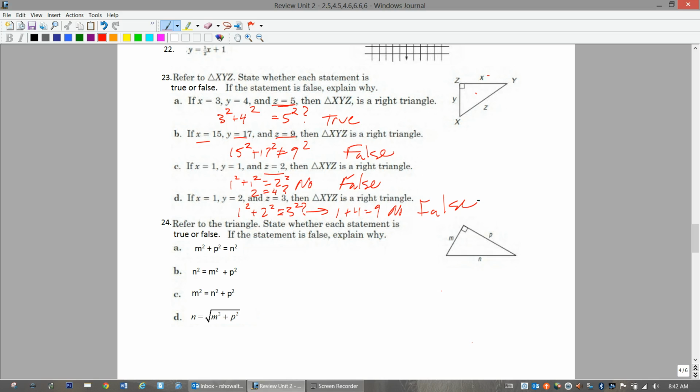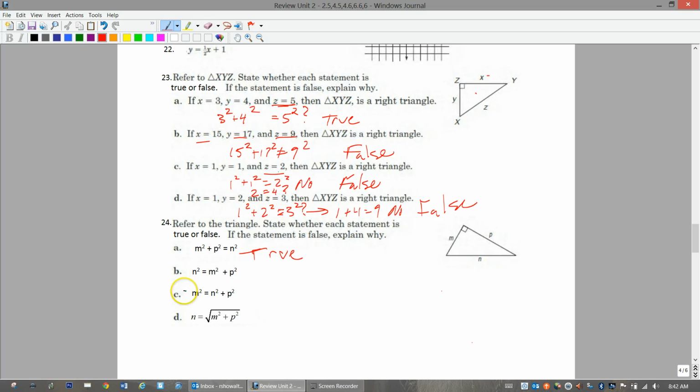Okay, let's take a look at the next one here. True or false? Looking at this picture, the Pythagorean theorem we want to talk about is m squared, that's a leg, plus p squared, which is another leg, equal to n squared. Absolutely, that is straight from the Pythagorean theorem. If you notice, since n is the hypotenuse of the triangle, it's on the other side of the equal sign when we deal with the Pythagorean theorem. That's straight Pythagorean theorem using that triangle to explain.